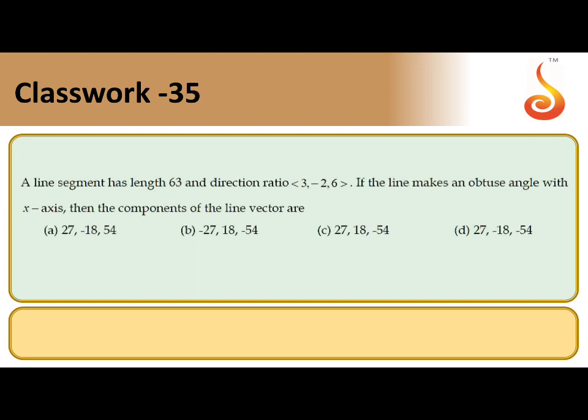So a line segment has length given as 63 and direction ratios given as 3, minus 2, 6. If the line makes an obtuse angle with the x-axis, then they are asking for the components of the line vector. So an obtuse angle with the x-axis, that is one data.